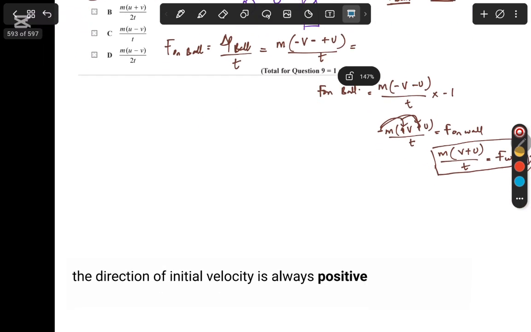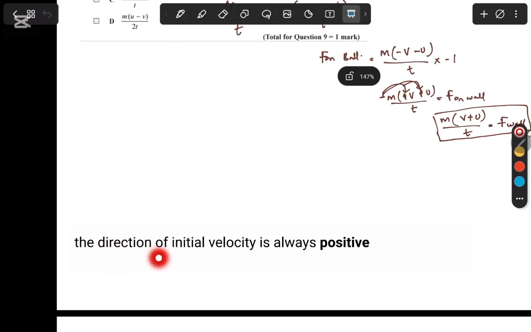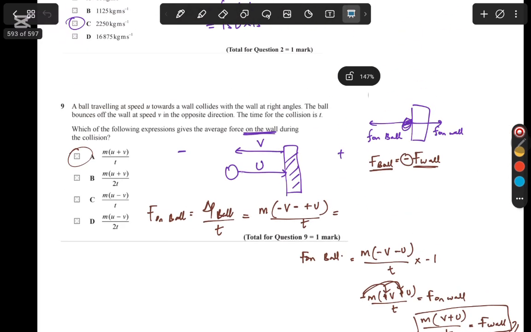And lastly, always take the direction of the initial velocity as positive. Okay, so always do that. You'll have many questions like this where the ball is moving with the initial velocity in a direction. Take that direction as positive. Okay, those are my key tips for these types of questions.